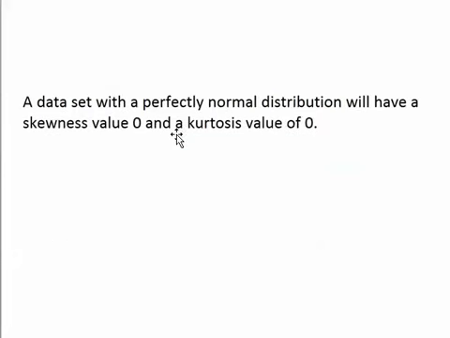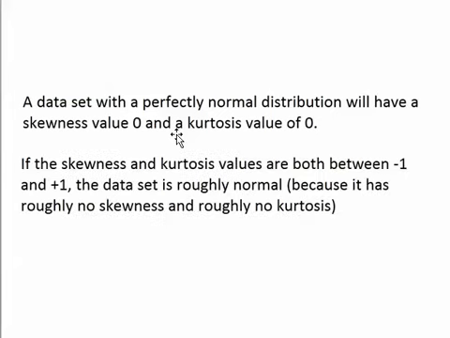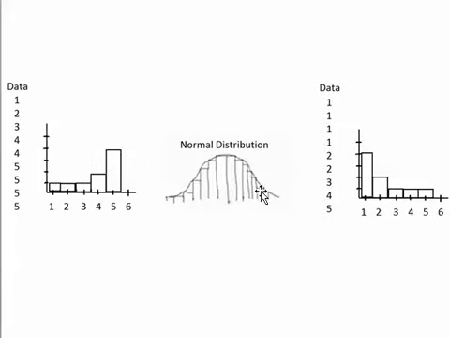So I said a perfectly normal distribution would have a skewness and kurtosis of 0. But if both values come out between -1 and +1, then the data has both roughly no skewness and roughly no kurtosis, which means it's roughly normal, or roughly bell-shaped. Let's look at some examples here. This column of data is negatively skewed, or skewed to the left. This data set is positively skewed, or skewed to the right.